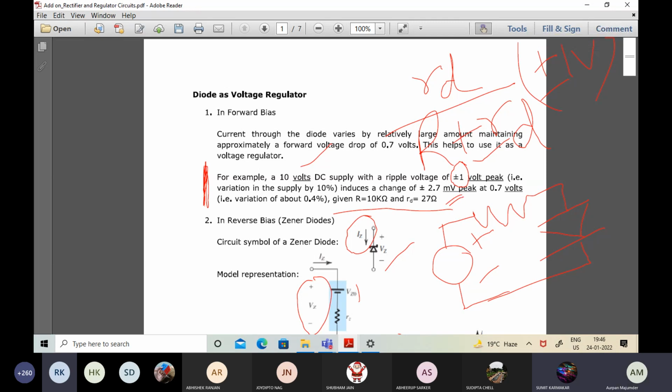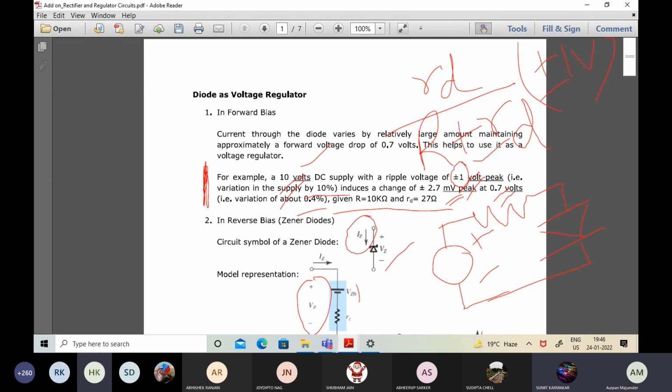So what is the diode voltage? 0.7 volts. Also, what is the variation? Plus minus 2.7 millivolts. What is the supply voltage? 10 volts with the variation plus minus 1 volt. So what is the variation? In the supply, the variation is around 10%. But at the output, the variation is around 0.4%.